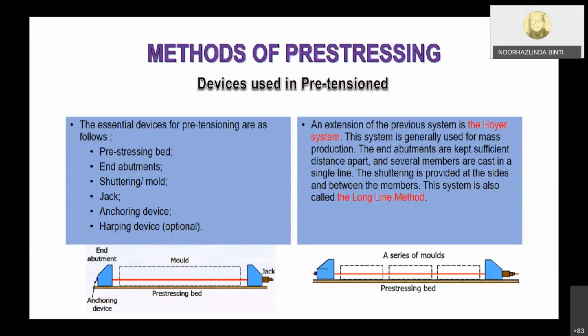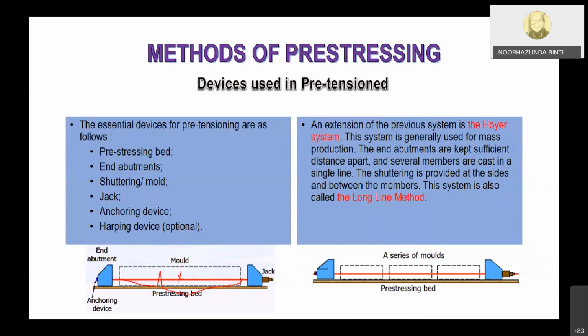We have bed. We have an abutment, mold, jack, anchoring device. Anchoring device quite similar to the abutment lah, function dia. Because like this, abutment to hold the strand, and then after you cut loose, this anchor will lock that particular tendon in order that particular tendon maintain in tension or something like that. Harping device is related to the curve. You put some harping device so that this one become curve like this.